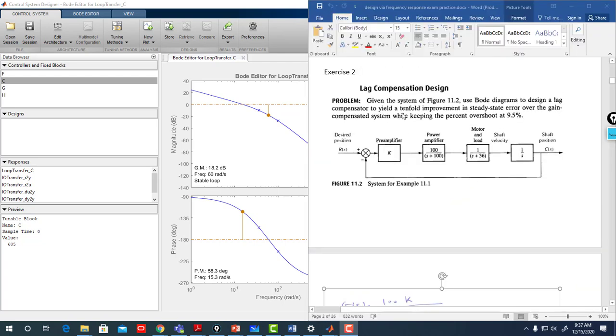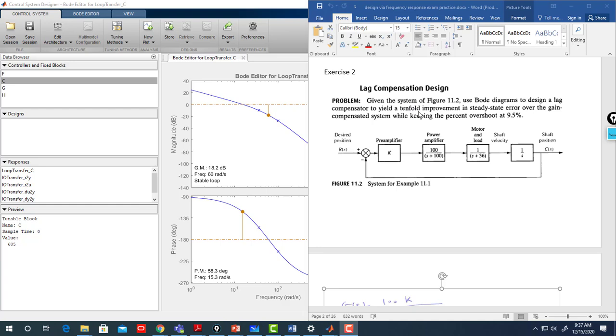So let's see now exercise 2. Well, you have the same block diagram, but they ask you to design now a lag compensation design. Lag compensator, not simple gain. So use the Bode diagram to design a lag compensator to yield a 10-fold improvement in steady state error over the gain compensated system while keeping the percent overshoot 9.5. You need to keep percent overshoot of 9.5 but you need to reduce the steady state error by 10.